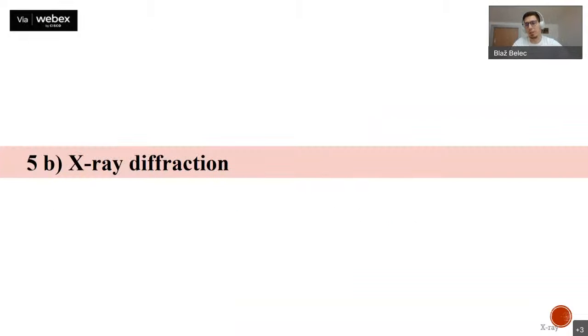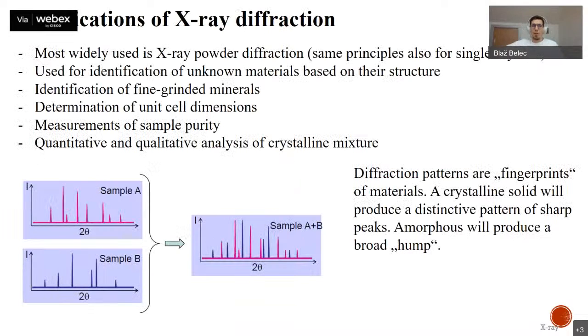The last one is X-ray diffraction, another use of X-rays. Most widely used is X-ray powder diffraction, but the same principles also apply for single crystals. It's used for identification of unknown materials based on their structure. We can identify fine-grained minerals, determine their unit cell dimension, sample purity, and also we can qualitatively and quantitatively analyze the sample.